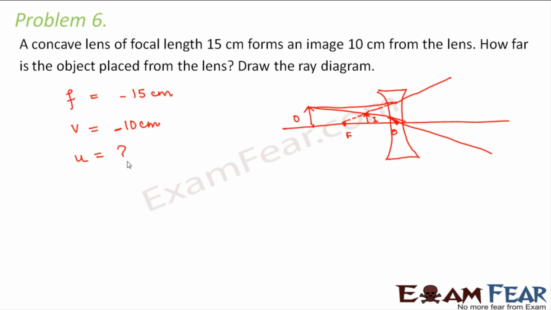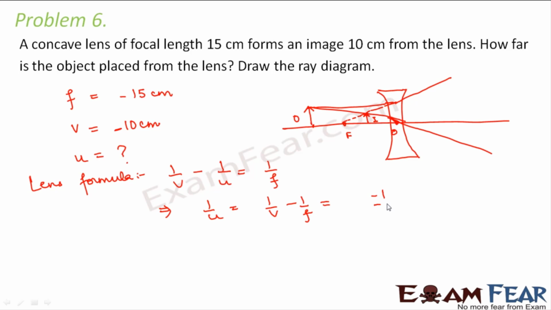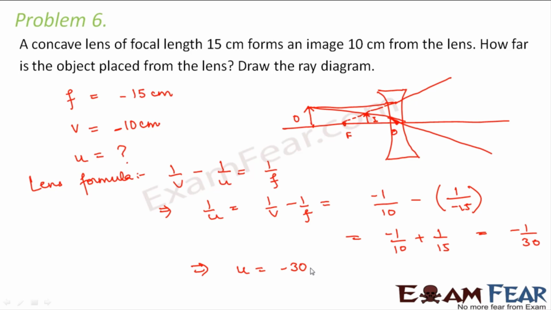So we have to calculate the value of U. We will apply the lens formula. As per the lens formula, 1 by V minus 1 by U is equal to 1 by F. So 1 by U is equal to 1 by V minus 1 by F, that is equal to minus 1 by 10 minus 1 by minus 15, that is equal to minus 1 by 10 plus 1 by 15. This comes out to be minus 1 by 30. Therefore, the object should be placed at 30 centimeters on the left hand side from the optical center.